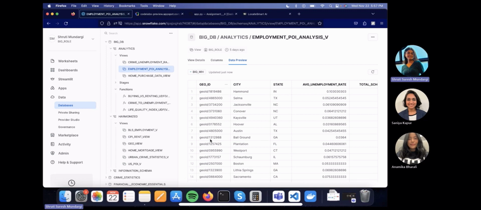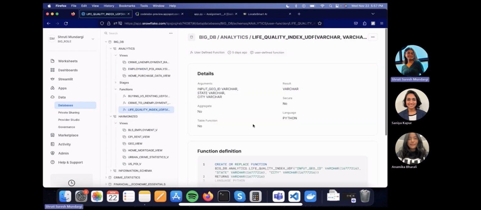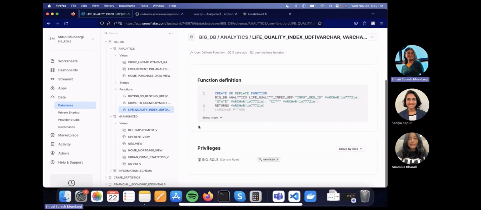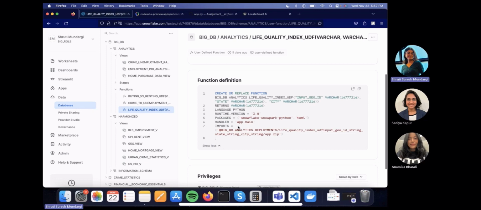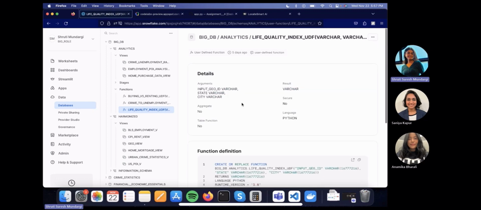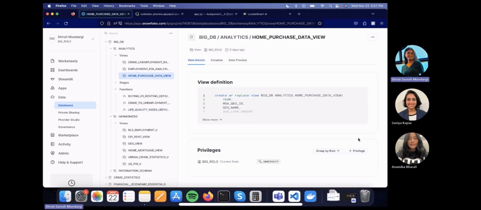So based on this view, this function is created. This UDF takes 3 things as input: one is GeoID, second is state, and next is city. Using these 3 inputs, it will give you a life quality index. I've added a formula there which gives you the output. We'll run all the user-defined functions later. So the next user-defined function will be explained by Anamika.